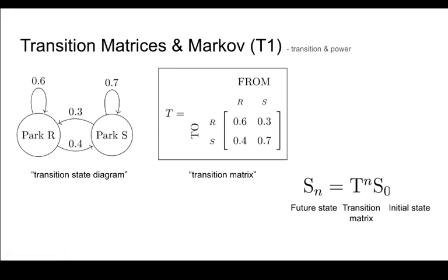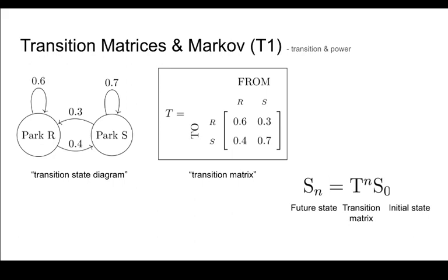Usually, you would be given a set of populations. So maybe the first time the park opens, you'll have around 100 people going to part R, and then 150 people going to part S. That's going to be the initial state, the initial condition of the population.